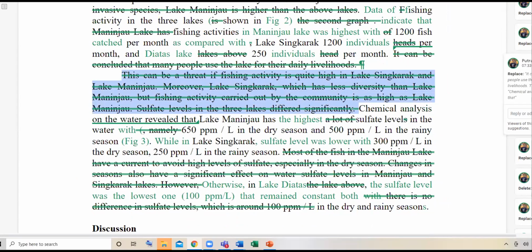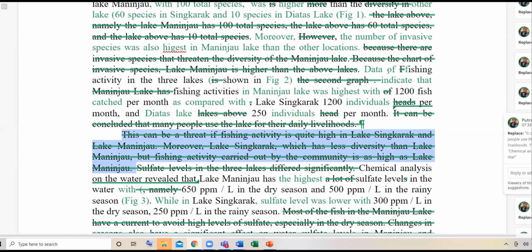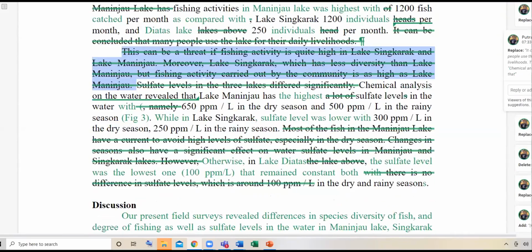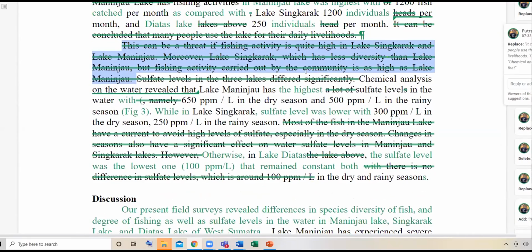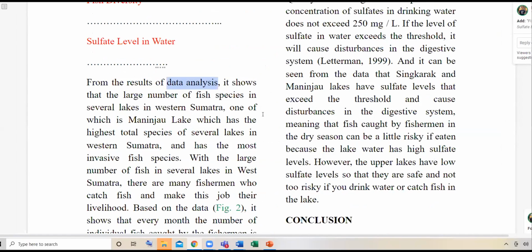So fishing activity carried out by communities is high in Lake Meninjo. So you can also jump directly into the explanations about the chemical analysis of the water. Just a very short sentence. Okay, so then you will move all of your interpretations of the data into discussion sections. So that's kind of how you will present it.